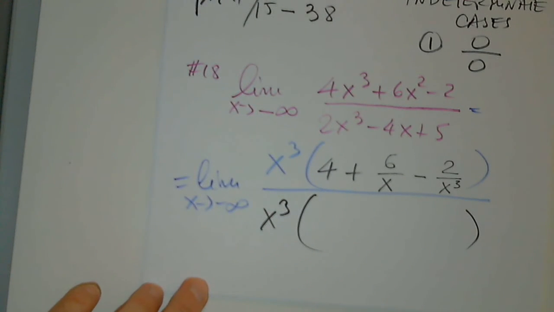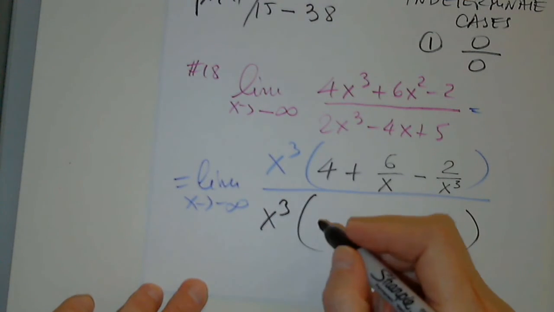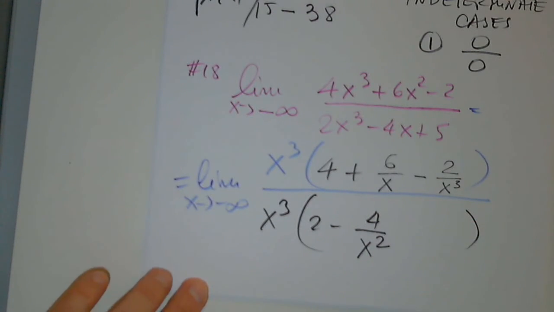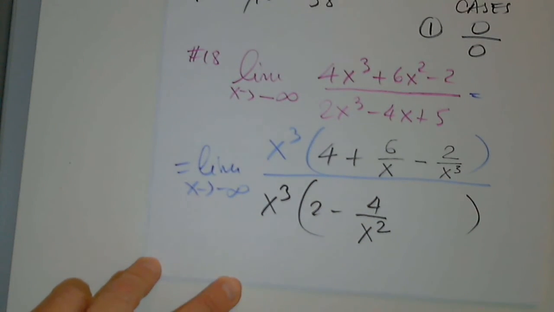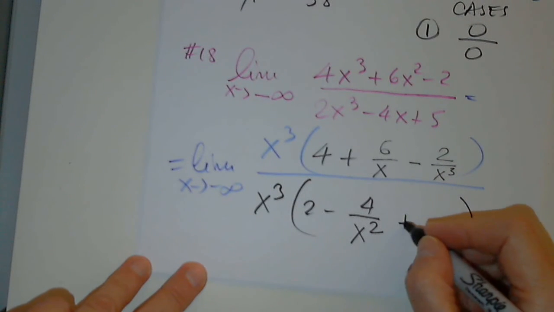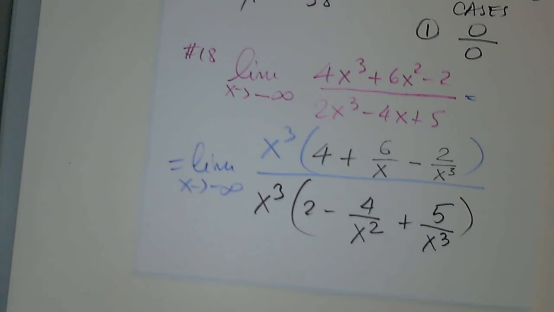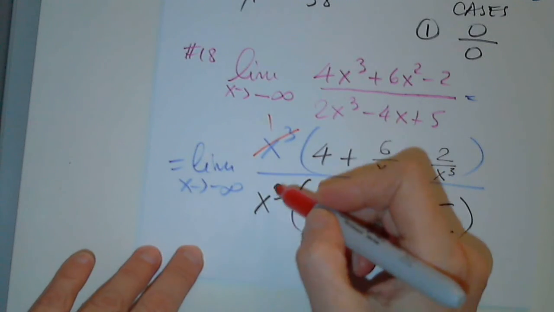What is left in parentheses? 2 minus 4 over x squared, and plus 5 over x cubed. That's it. Good. The next step, obviously, I will simplify.